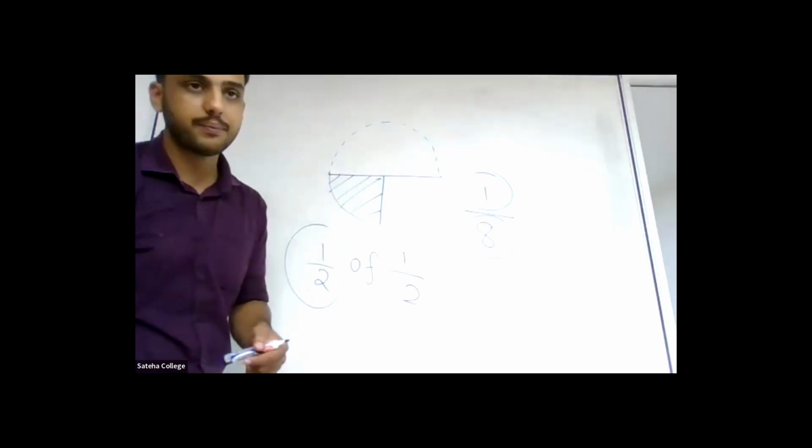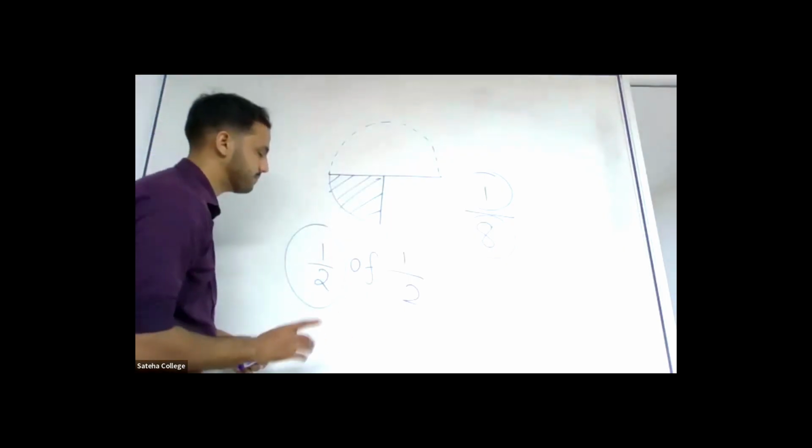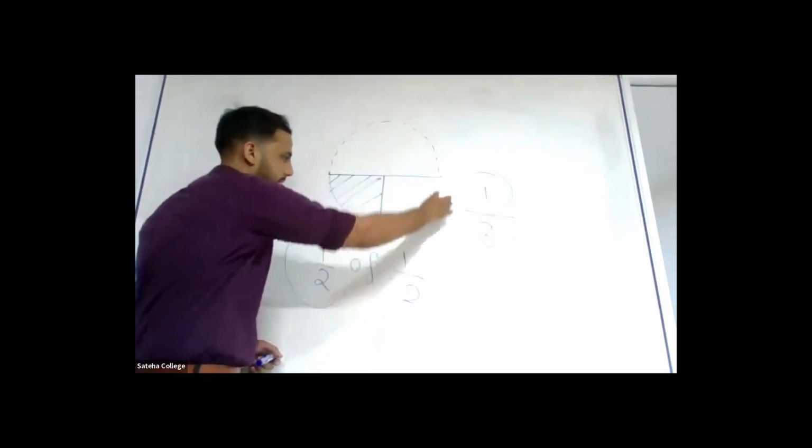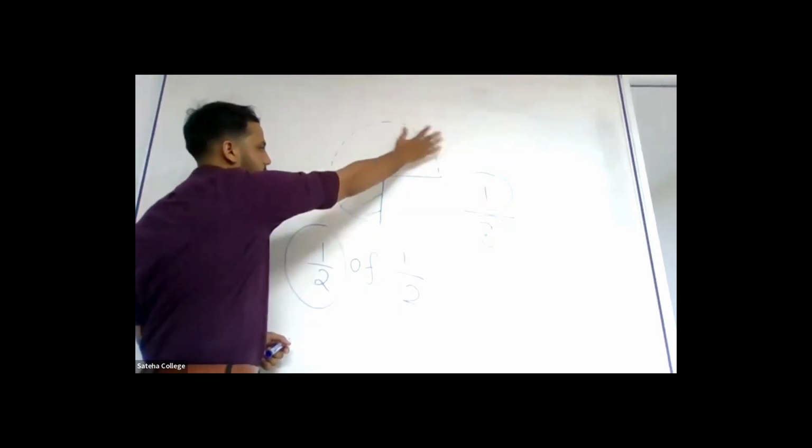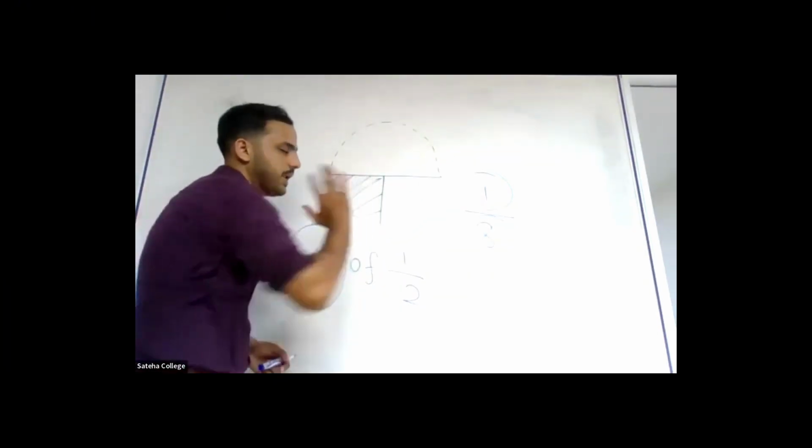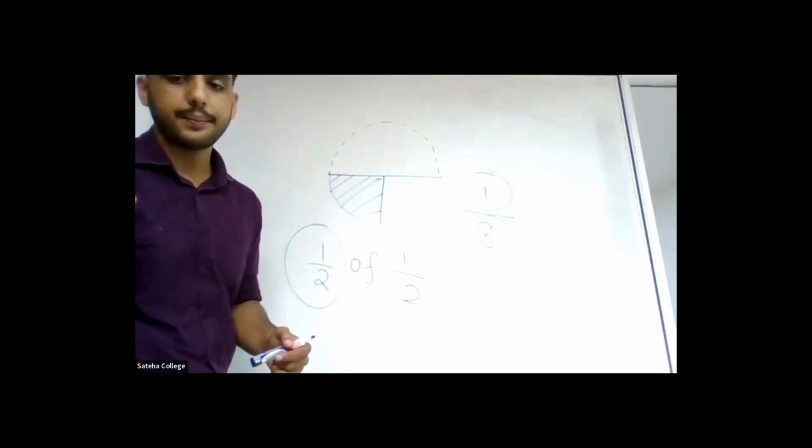Is that clear, everyone? I'll repeat again. See here, you have a full cake. You eat half of it. Now what is remaining? Half of the cake from the total.